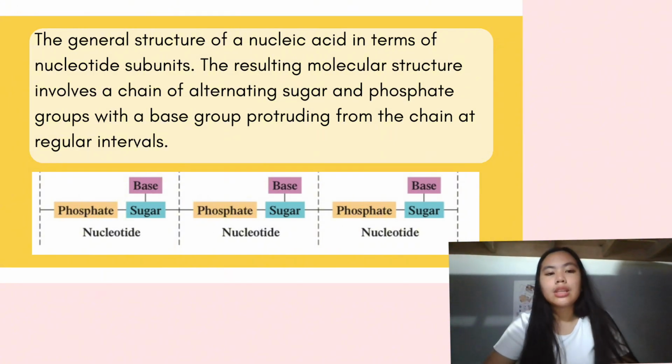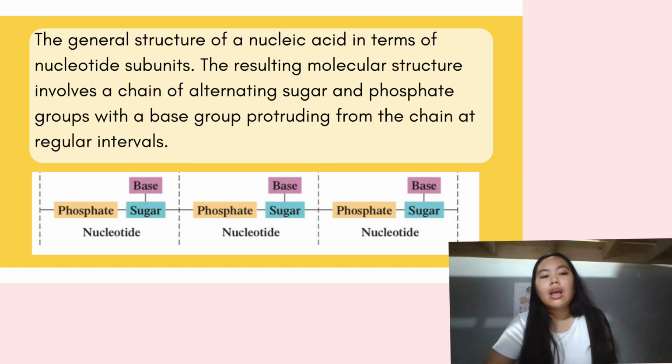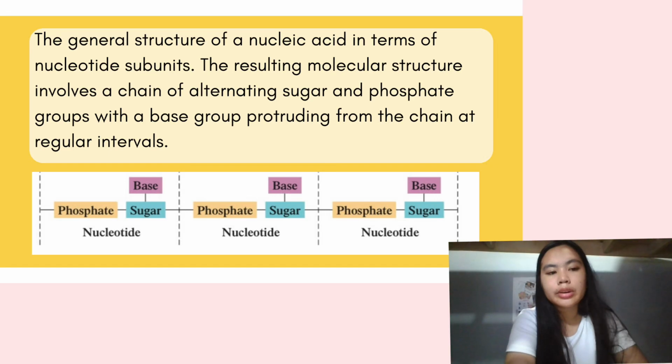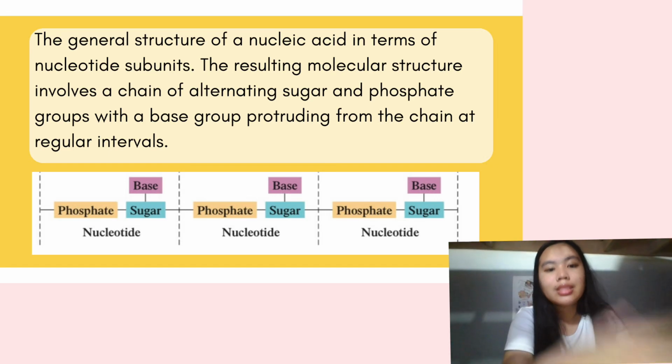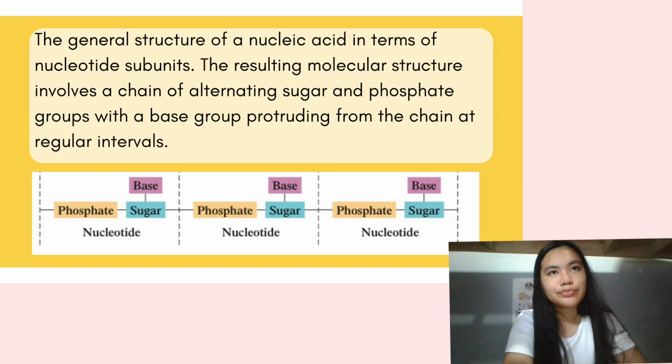The resulting molecular structure involves a chain of alternating sugar and phosphate groups with a base group protruding from the chain at regular intervals. As you can see, there is a phosphate, a sugar, and a base. The phosphate links together the next chain. That's going to be like a bridge to connect or to form a chain.